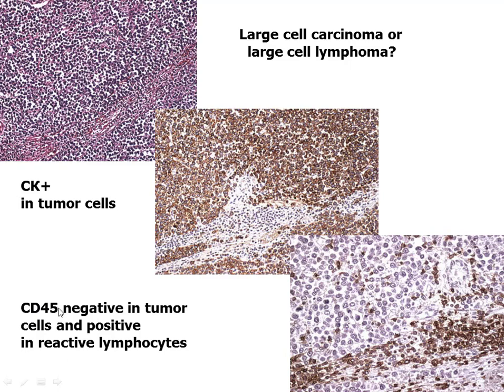CD45, that is the marker of lymphocytes, pan-lymphocytic, but it's negative in the tumor mass and positive in the reactive intratumorous lymphocytes. As you know, each tumor will be surrounded by a lymphocytic rim because our immune system tries to protect us, tries to control these atypical cells and wants to kill them. But unfortunately, not in all cases it's possible.